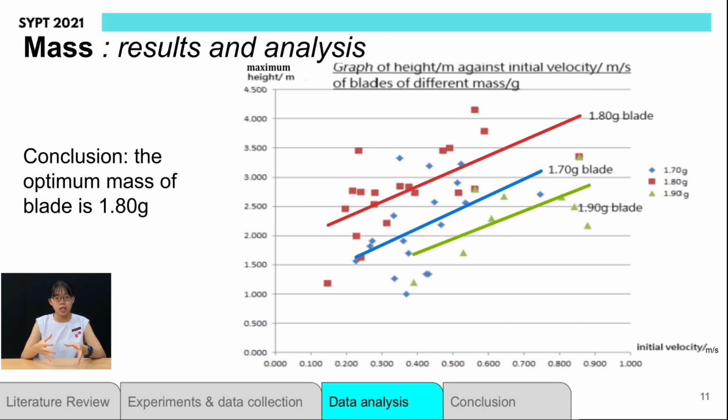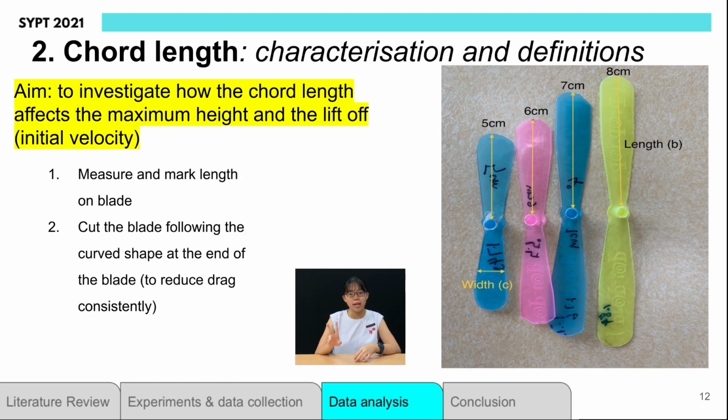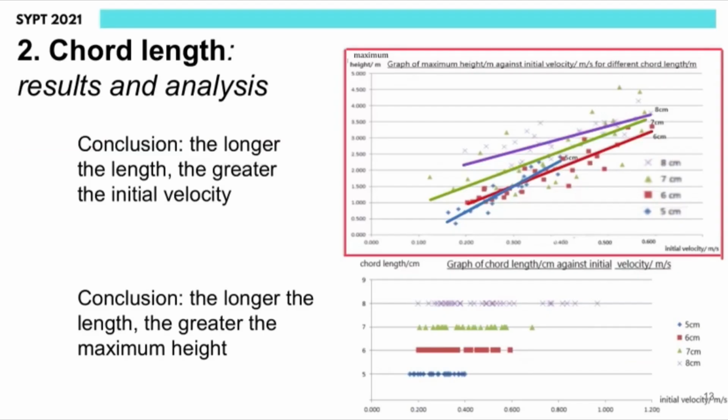One possible explanation is that the blades of 1.7 grams are less stable than those of 1.8 gram. Thus, more wobbling is induced. More energy is converted into gravitational potential energy, and the hand helicopter reaches a greater height. However, the blades of 1.9 gram are too heavy. The net force upwards is smaller than that of 1.8 gram blades due to more weight, and thus it reaches the least height.